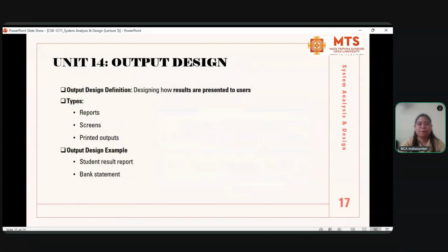Next, output design. Let us know the output design definition. Designing how results are presented to the user. Types are report, screen, like we have seen in TV or phone screen, and printed output. These are the output designs. Output design examples: a student result report, like your mark sheet, is also output design. A bank statement is also output design.